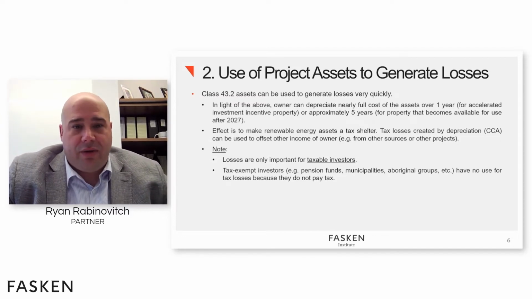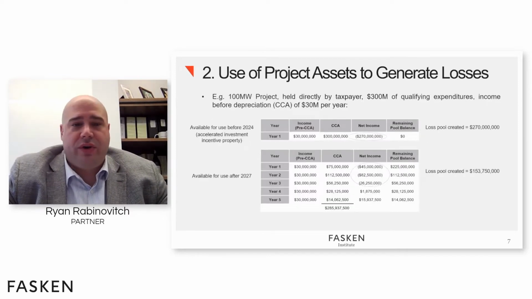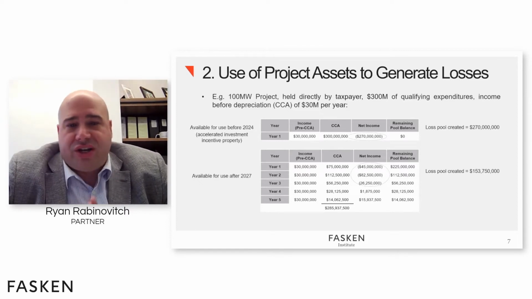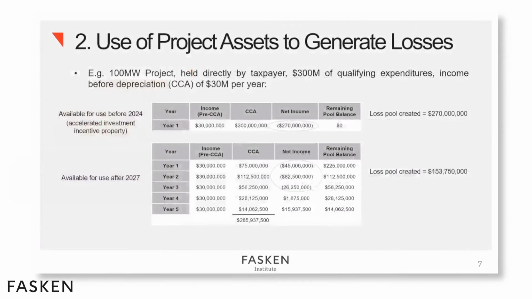So just a little example, if you turn to the next slide, of what this can do. What this means is, let's say we've got a 100 megawatt wind project owned by a taxpayer, and let's say there's $300 million of costs that are eligible for 43.2 treatment, turbines and things like that. And it has income before depreciation of revenue, basically, of $30 million per year.